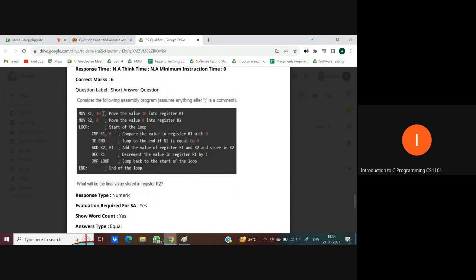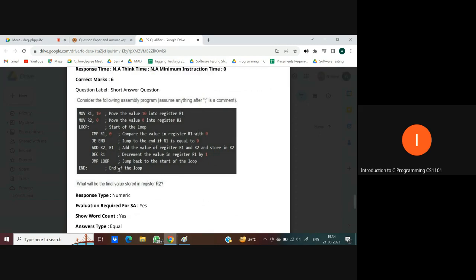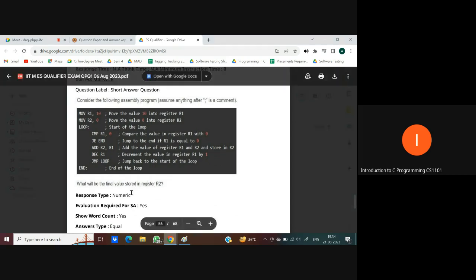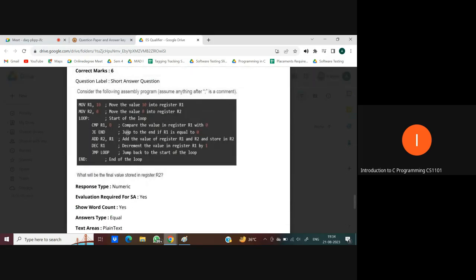So what you are doing here is moving the value 10, initializing R2 with the value 0, and comparing the value in register R1 with 0. If it is 0, then you are moving to the end. Else you are simply adding those values. So you are essentially finding out the sum from 10 to 1. So the answer should be 55. This is what this algorithm does. It simply adds up all the numbers from 1 to 10.